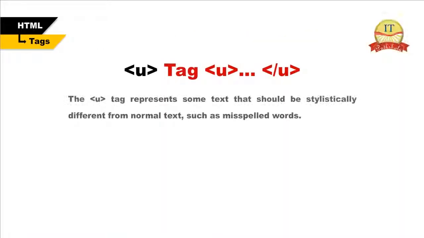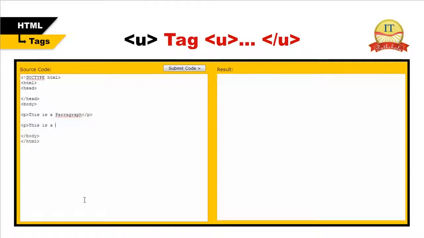U tag. The U tag represents some text that should be stylistically different from normal text, such as misspelled words. In the following example, we shall enter the same line of text using the paragraph tag and U tag in an HTML document. Please observe the final outcome carefully.